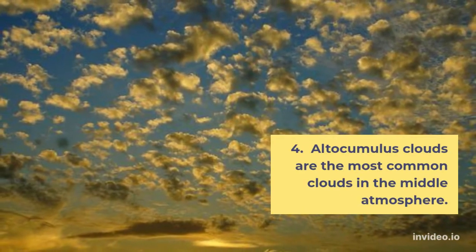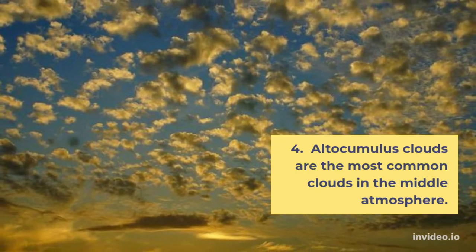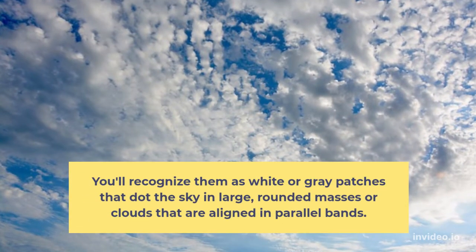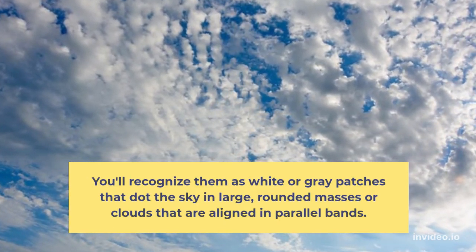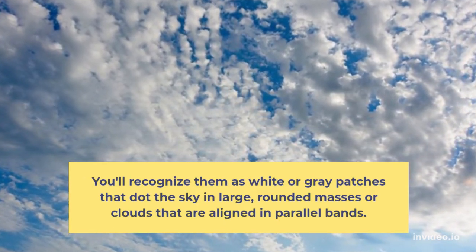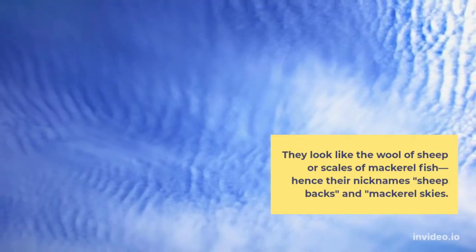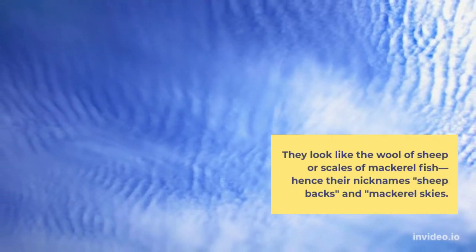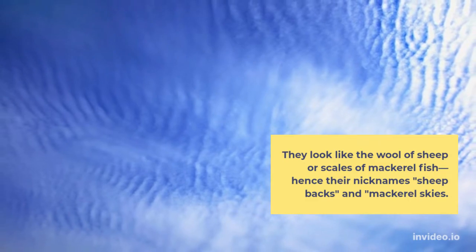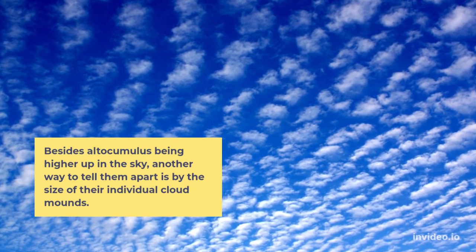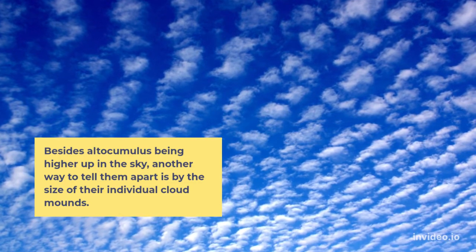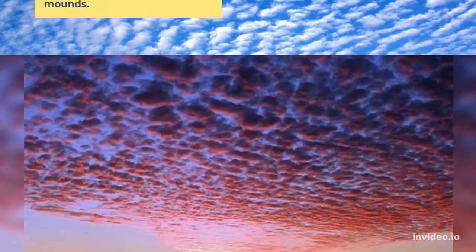4. Altocumulus clouds are the most common clouds in the middle atmosphere. You'll recognize them as white or gray patches that dot the sky in large, rounded masses or clouds that are aligned in parallel bands. They look like the wool of sheep or scales of mackerel fish, hence their nicknames sheepbacks and mackerel skies. Besides altocumulus being higher up in the sky, another way to tell them apart is by the size of their individual cloud mounds.